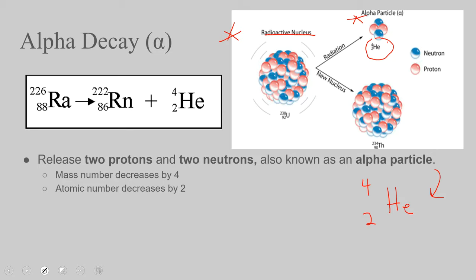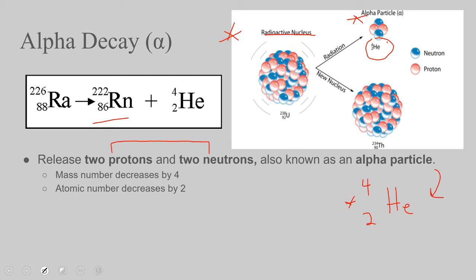So when we release an alpha particle, we're releasing a helium nucleus. So that means we're getting rid of a value of mass of 4, and we're getting rid of 2. Our atomic number is going to decrease by 2. I know that the atomic number comes from the protons, and the mass number comes from protons and neutrons. So that makes sense as to why when we look at an example up here, we have our new isotope, or our new species in radon, with the mass of 222 and an atomic number of 86.